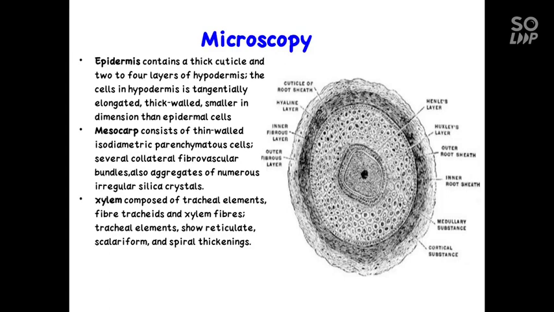Microscopy. Epidermis contains a thick cuticle and 2 to 4 layers of hypodermis. The cells in hypodermis are tangentially elongated, thick-walled and smaller in dimension than epidermal cells. Mesocarp: it consists of thin-walled isodiametric parenchymatous cells, several collateral fibrovascular bundles, and aggregates of numerous irregular silica crystals are also present. Xylem is composed of tracheal elements, fiber tracheids, and xylem fibers. Tracheal elements show reticulate, scalariform and spiral thickenings.